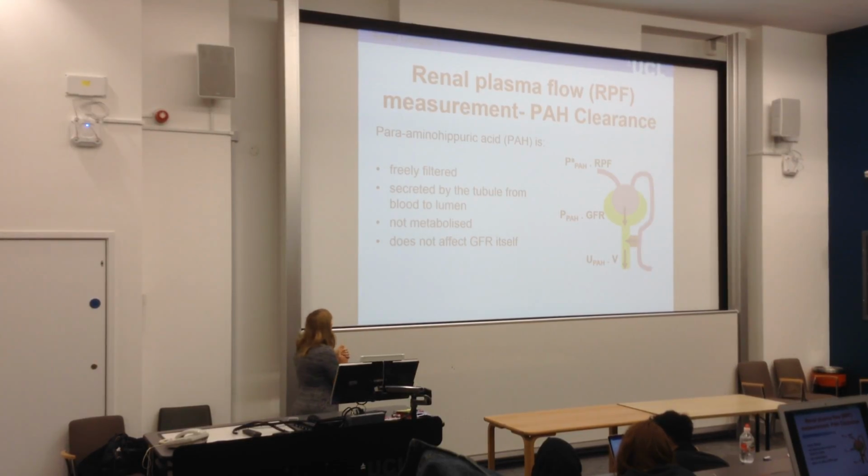This is a factor that's also freely filtered, but this time it is secreted by the tubule from the blood to the lumen. It's not metabolized and it doesn't affect glomerular filtration rate. So when you look at the peritubular capillaries down here, there should be no PAH. So anything that passes through the glomerulus ends up going back into the tubular fluid and being released as urine. Okay?